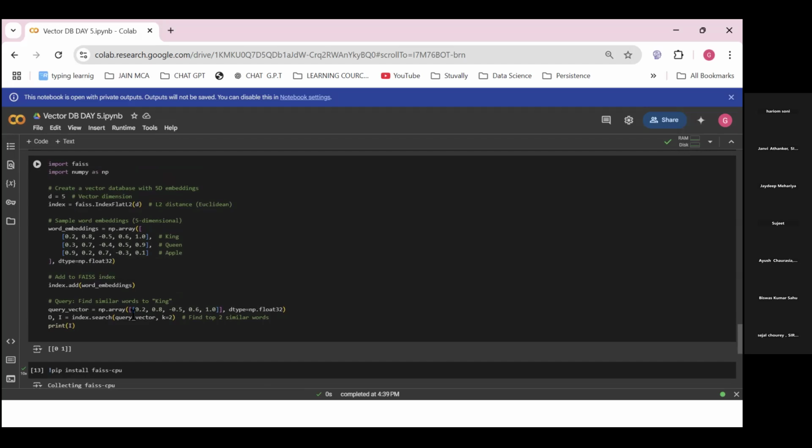After that, we are passing the np.array. This is the same vector database. King and this are very similar, right? If you see, we want to find the similar words related to the king. So FAISS will compare these vectors and find the two similar words, the top two closest words to the king.